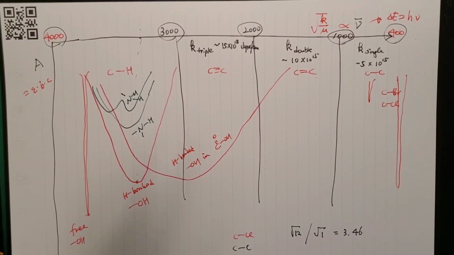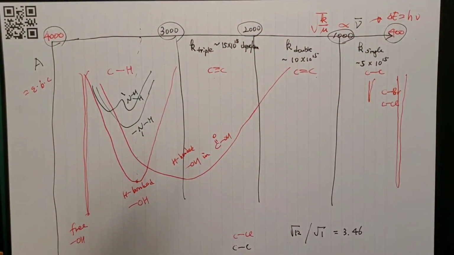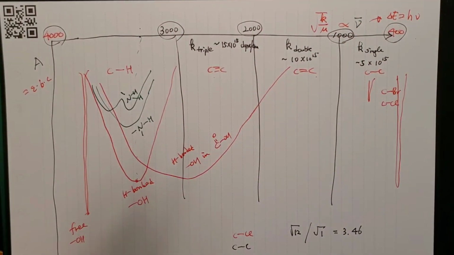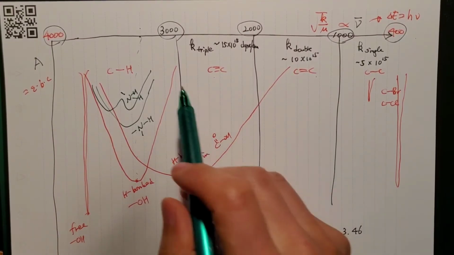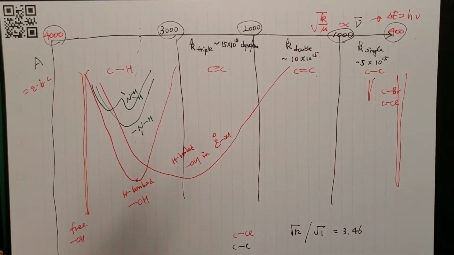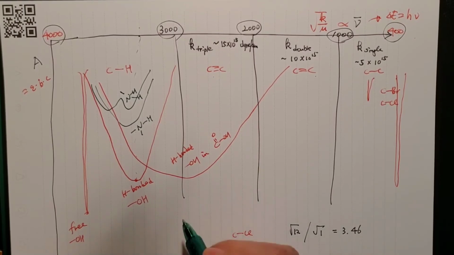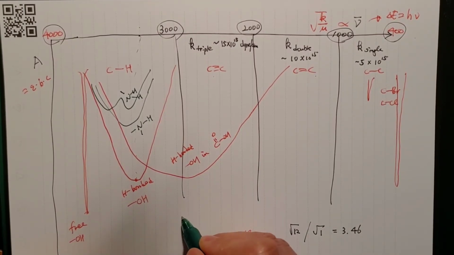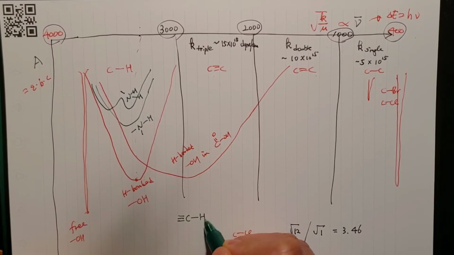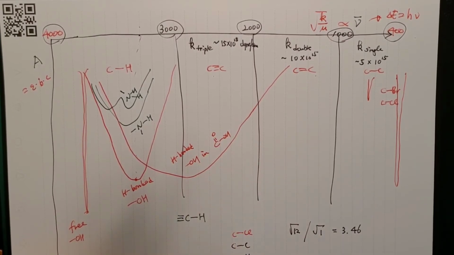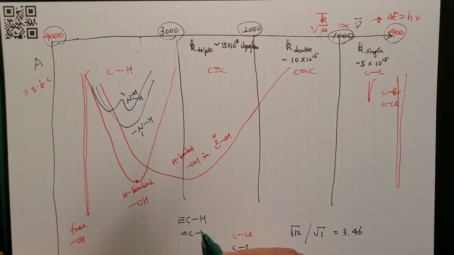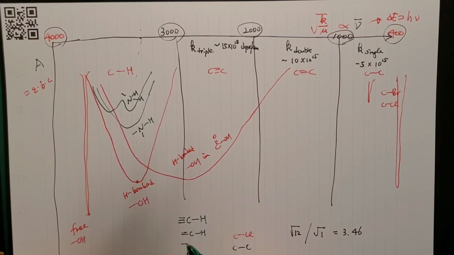Then we have CHs. I said the CHs are around 3000. They're not deep in the 3000 to 4000 block, or deep in the 3000 to 2000 block. They're around 3000, and they're not intense. Also, I'd like to remind you that there are three types of CHs: when the hydrogen is on the sp carbon, on the sp2 carbon, or on the sp3 carbon.